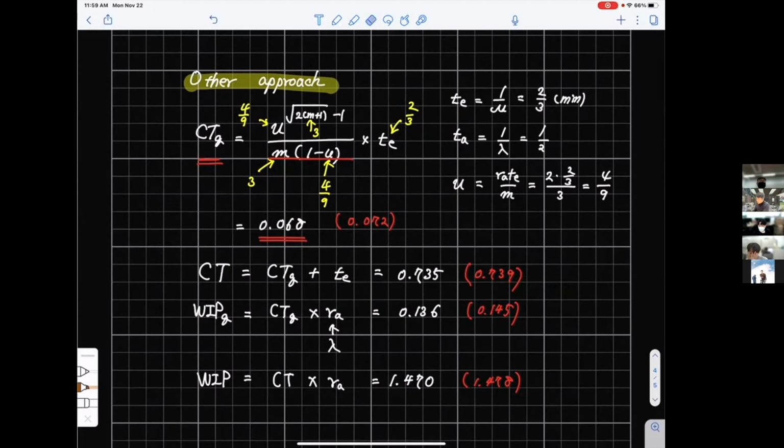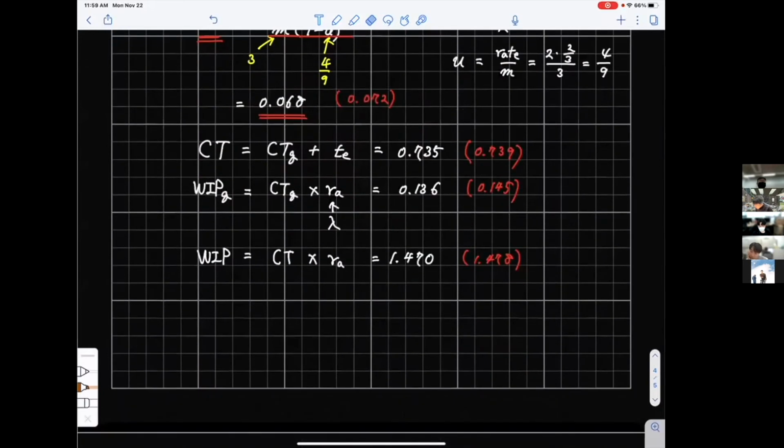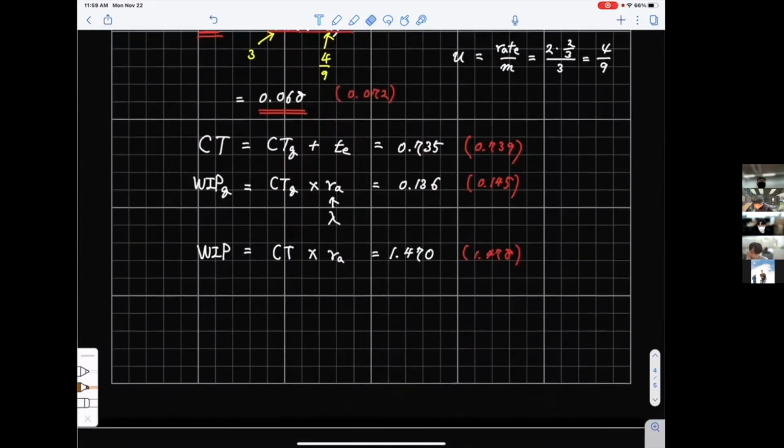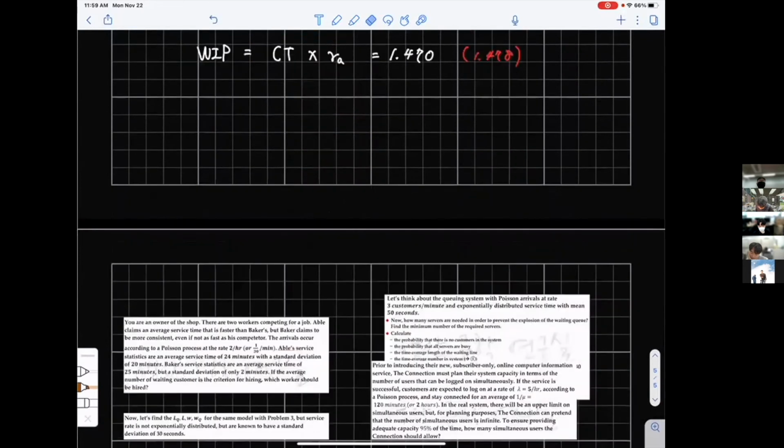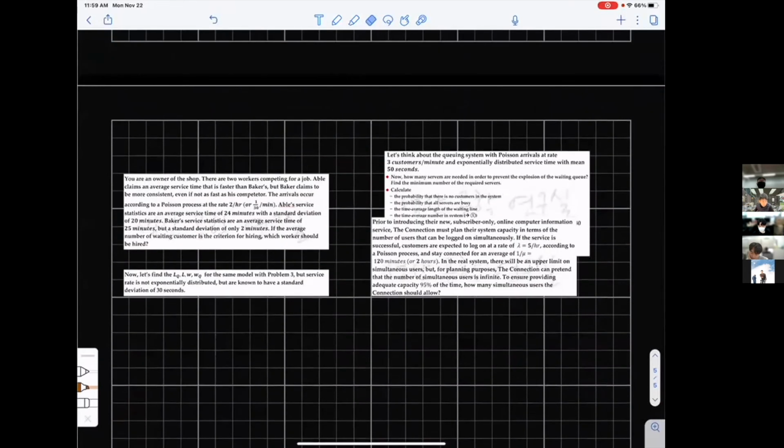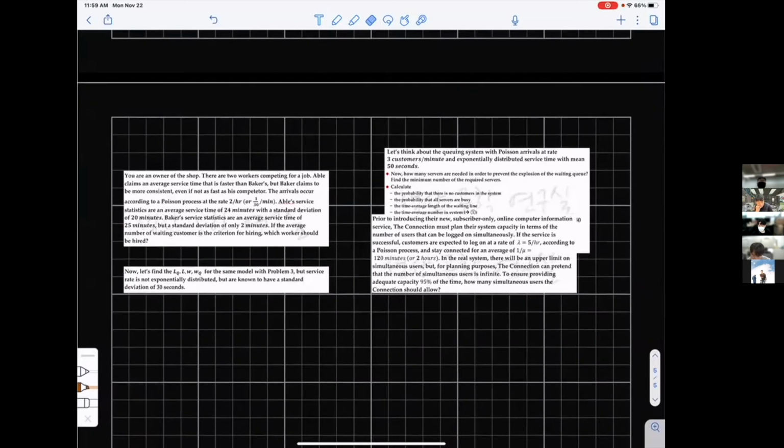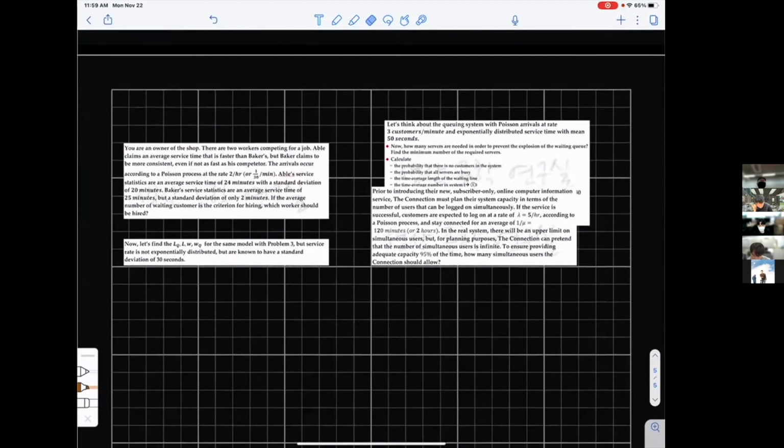Okay, let's go to problem 4. There is not much time remaining. Problem 4 just replaces the distribution of service time with the normal distribution. So that problem is this one.